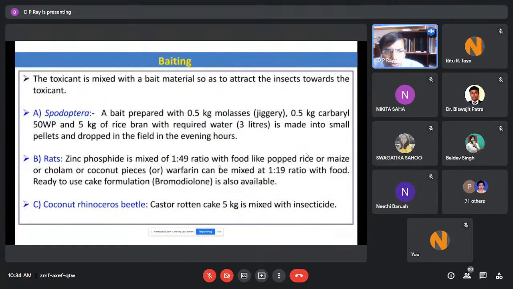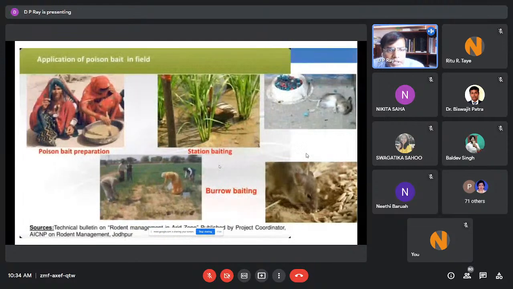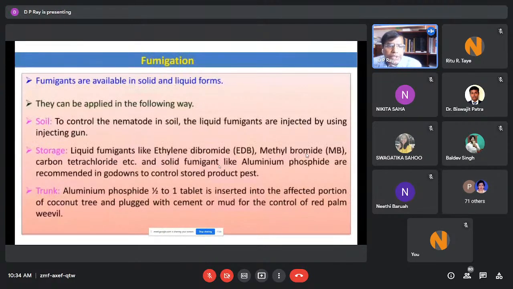And baiting, where a toxicant is used in the bait. Generally it is very popular for giving bait to rats. Some insects we can control, like coconut rhinoceros beetle, rats, and spotted fly, can be controlled with baits and poison bait traps. How the formulation is made, I am not going into the details of that. Different bait applications are shown here. And there is some fumigation application.